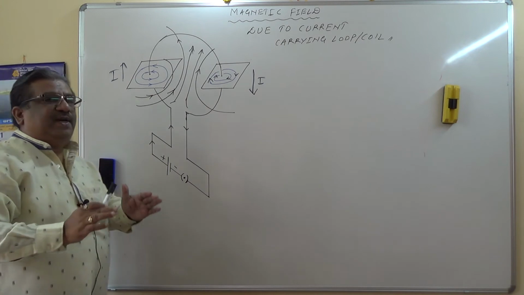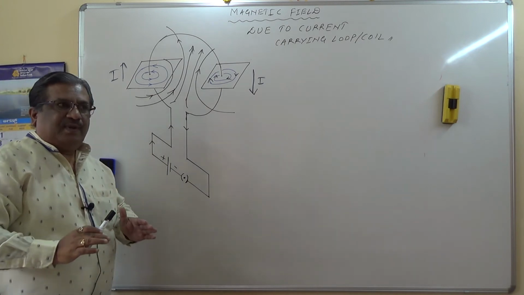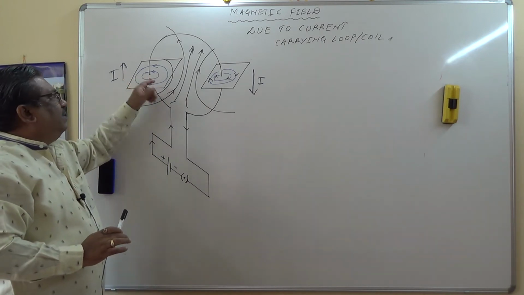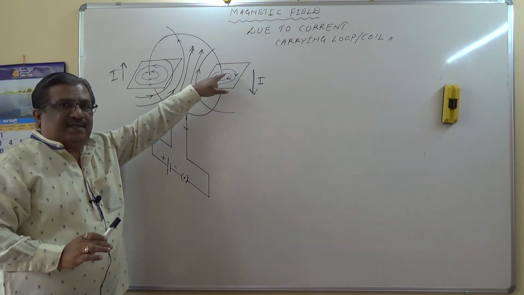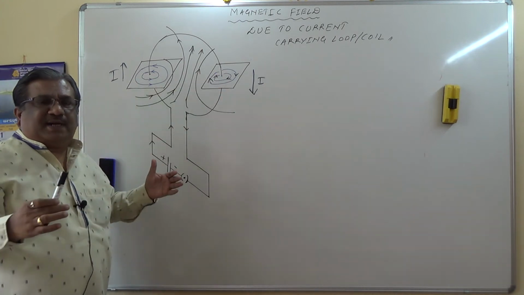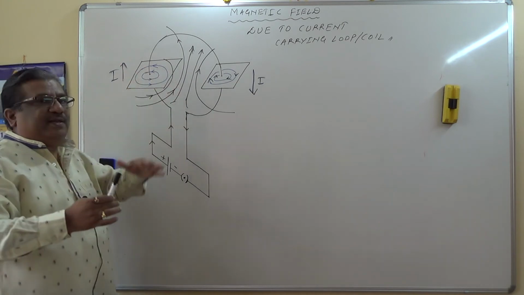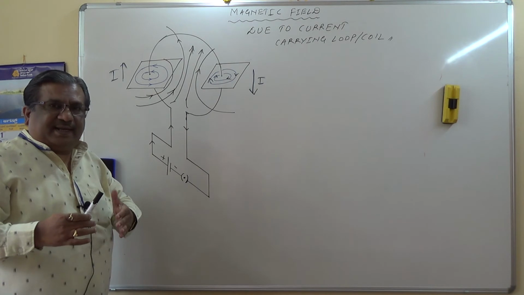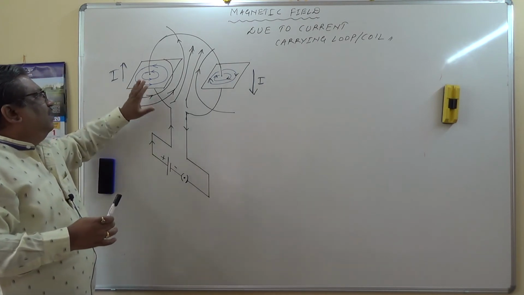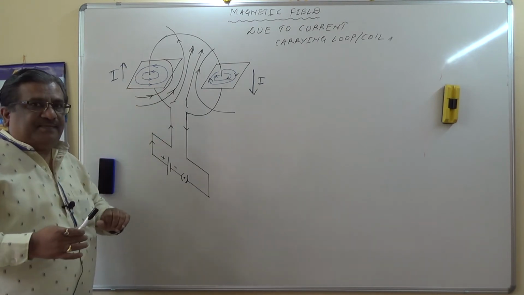From here or from here, if I move away from the conductor, the magnetic field strength decreases. The lines are crowded near these 2 points. As we move away from the conductor, the density of the magnetic field lines decreases, and therefore the field strength weakens.